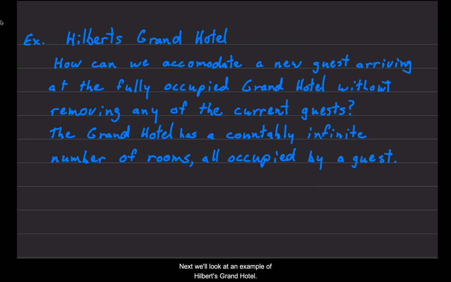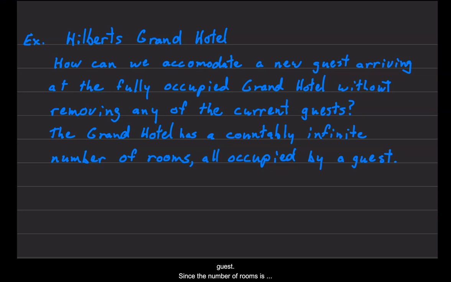Next, we'll look at an example of Hilbert's Grand Hotel. How can we accommodate a new guest arriving at the fully occupied Grand Hotel without removing any of the current guests? The Grand Hotel has a countably infinite number of rooms, all occupied by a guest.